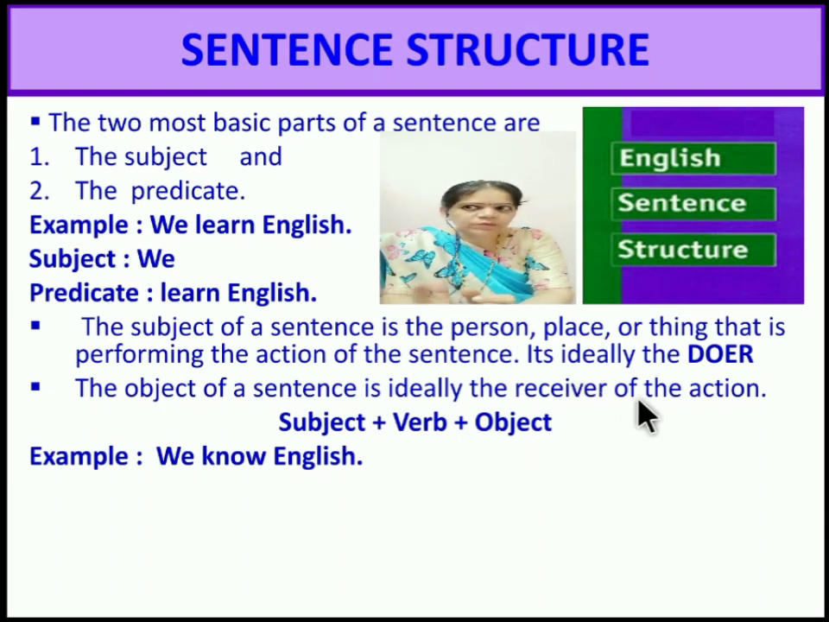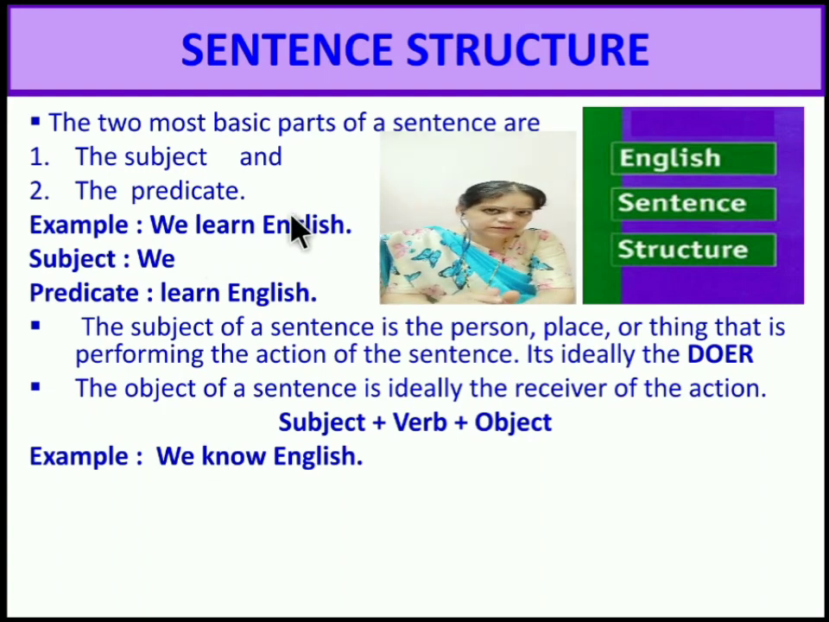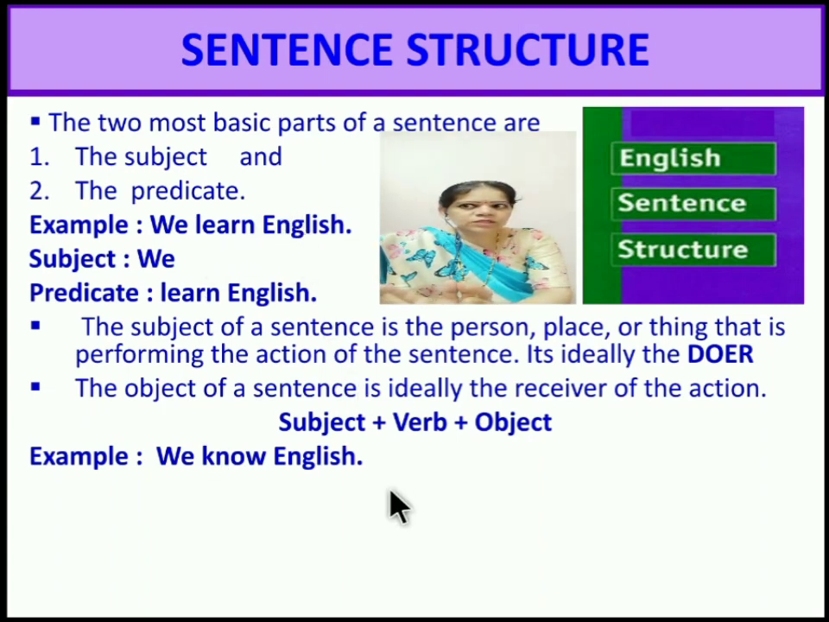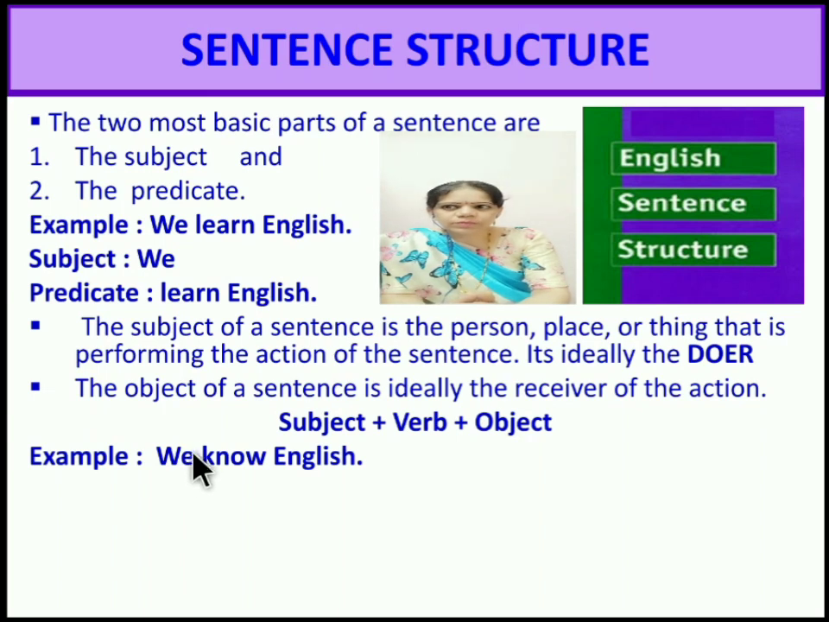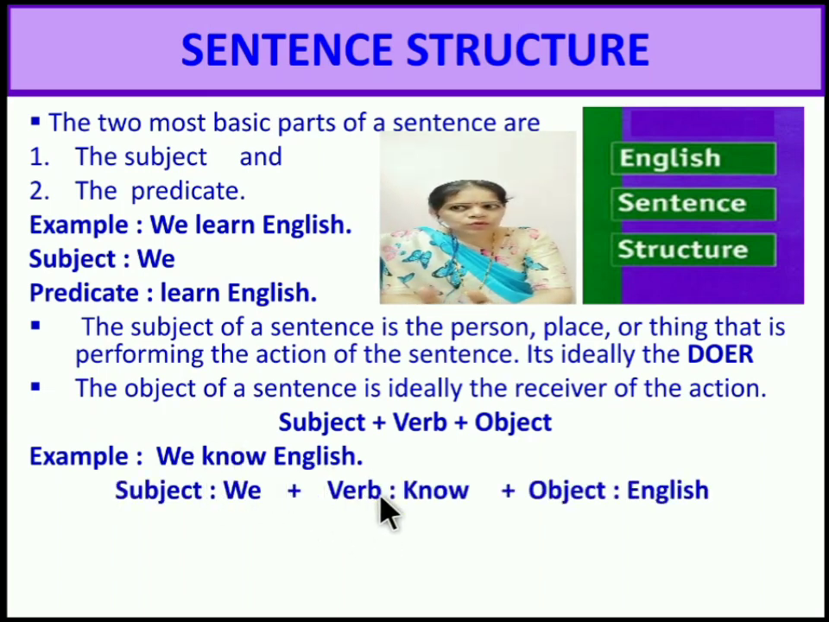Like over here in this sentence, we learn English. English practically does not receive the action, but it is the object in this sentence. Next example, we know English. See, the subject here is "we," "know" is the verb, and the object is "English."